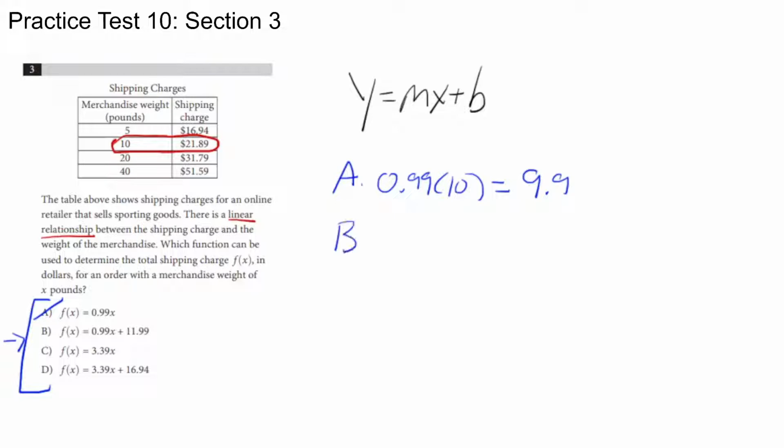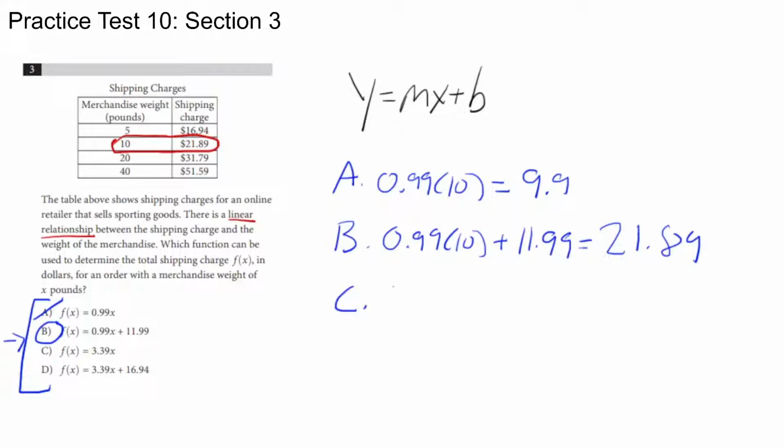Answer choice B, I'm going to have the same setup of 0.99 times 10, only I'm adding 11.99. So if you do that math, you'll see that that is equal to 21.89. So B is going to be my answer, but I'll show you what happens when you do the math for C and D as well.